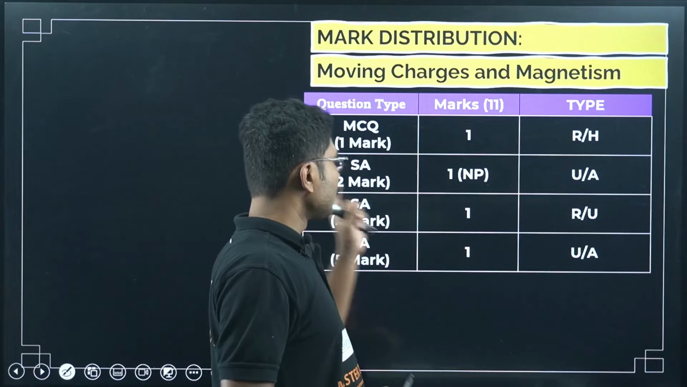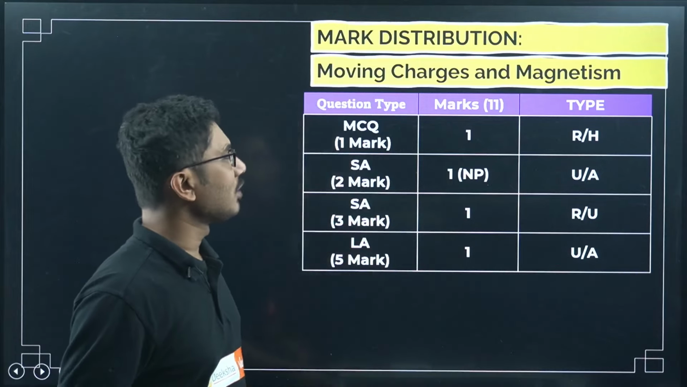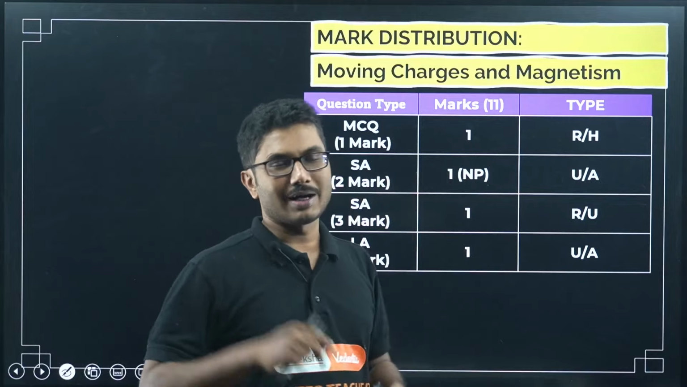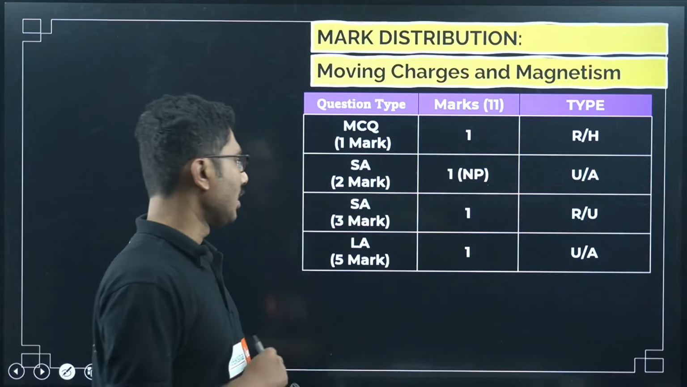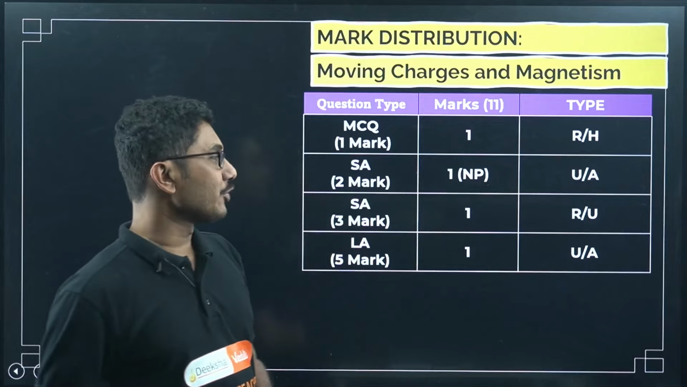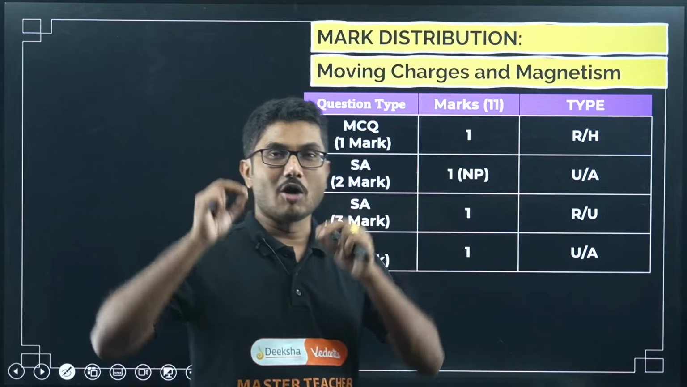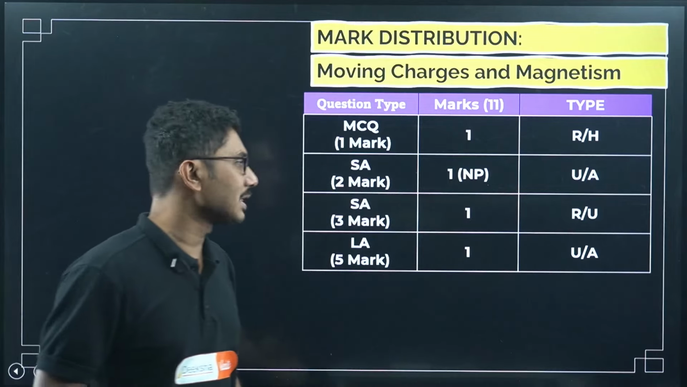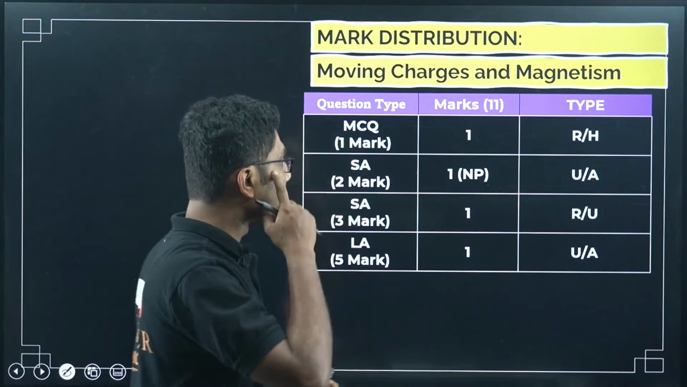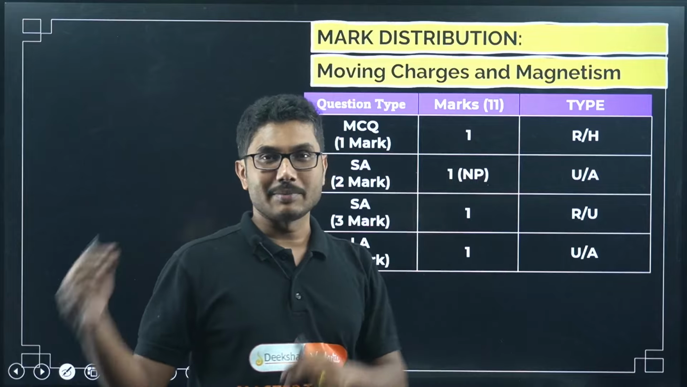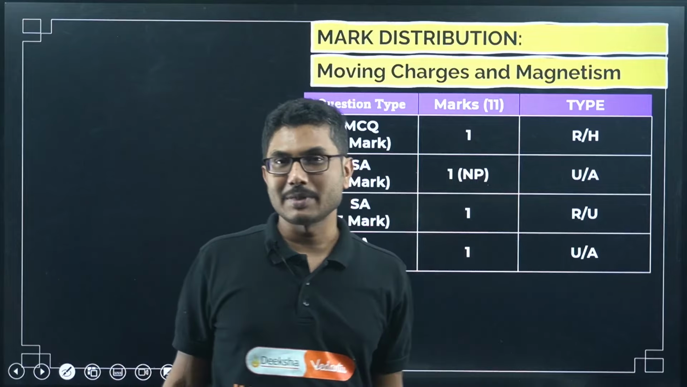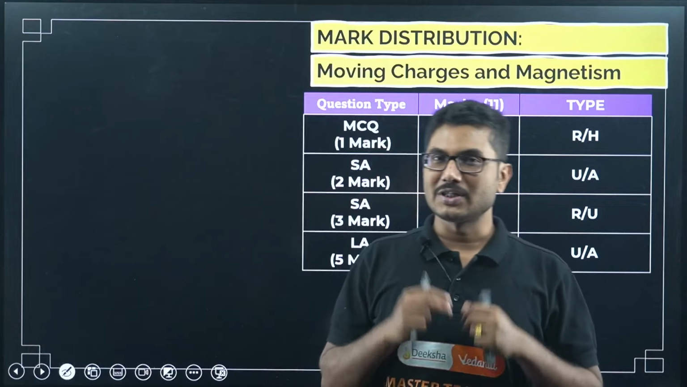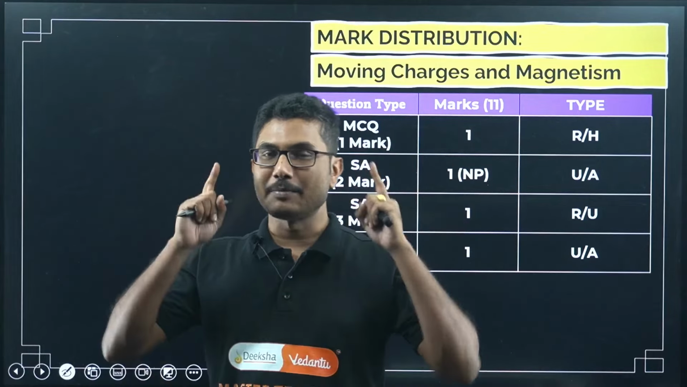Now short answer type 3 mark question, there will be one 3 mark question as well from this chapter, either remembering or understanding, so easy question. In long answer type, it will be only long answer type questions, no numerical question is coming from this chapter. So the only thing that you have to prepare is long answer type questions, understanding or application based questions. Generally all the long answer type questions from this chapter can be predictable.